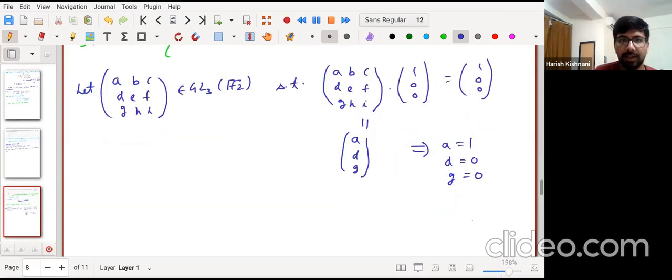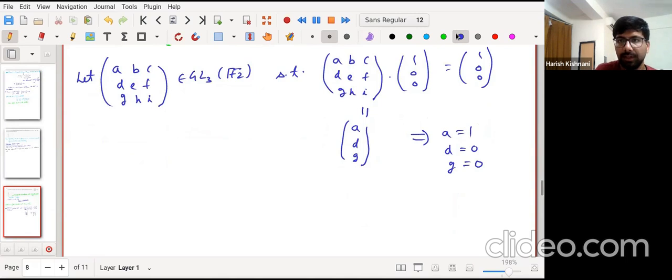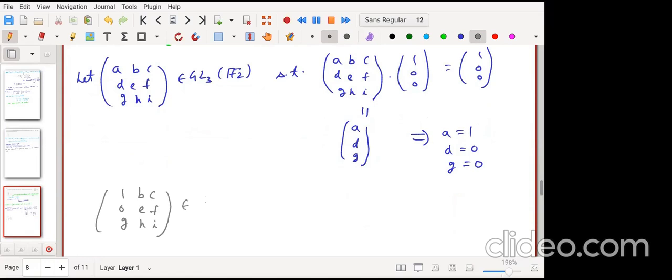So if something belongs to the stabilizer of e1, then it has to be of this form: 1 B C, 0 E F, 0 H I. G is also 0. Oh, yes, yes. Thank you.